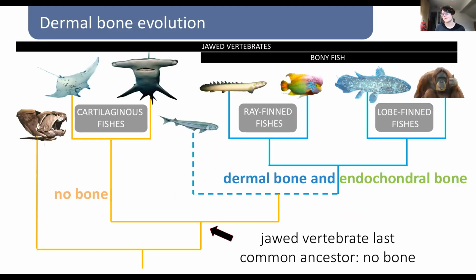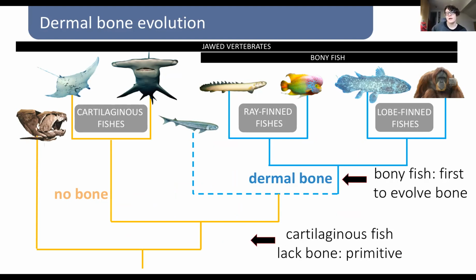And when we plot this onto an evolutionary tree and color code the branches according to whether or not dermal and endochondral bone are present, it looks as though the last common ancestor of jawed vertebrates lacked dermal bones. So that animal would have been shark-like in not having big bony plates and not having endochondral bone. Another way of putting that is to say that cartilaginous fishes primitively lacked bone, and bony fish were the first to evolve bone.